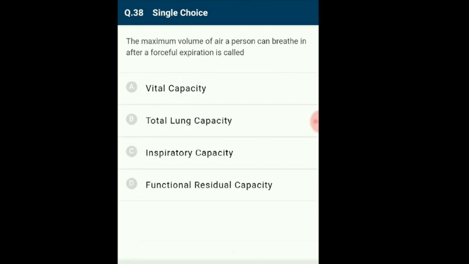Question number 38. The maximum volume of air a person can breathe in after a forceful expiration is called... The maximum volume of air a person can breathe in after a forceful expiration, or the maximum volume of air a person can breathe out after a forceful inspiration, is called vital capacity. Vital capacity is equal to ERV plus TV plus IRV, or EC plus IRV, or IC plus ERV. Inspiratory capacity is the volume of air that a person can inspire after a normal expiration. So the answer for this question is option A, vital capacity.